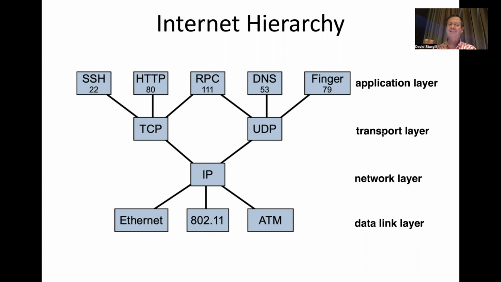UDP takes the same mechanism provided by IP and dresses it up differently. It adds different header information to provide what looks like delivery of whole messages, a message at a time, not just a stream of bytes. But it doesn't necessarily guarantee reliability. Depending upon the application you're writing, one or the other of those protocols might be more suited to what you're doing.